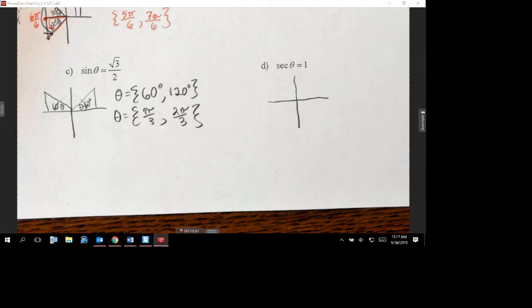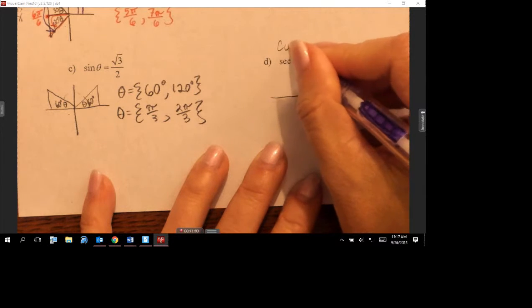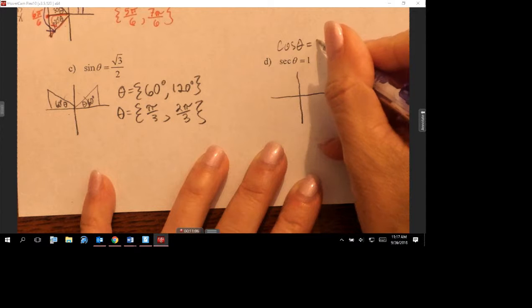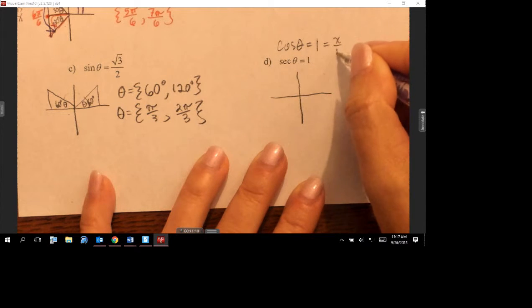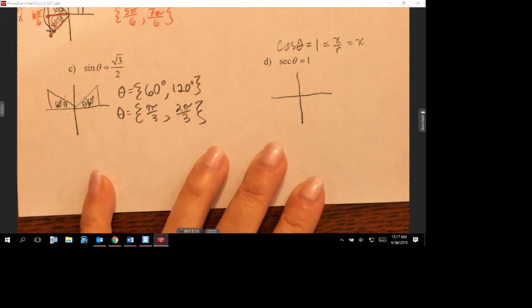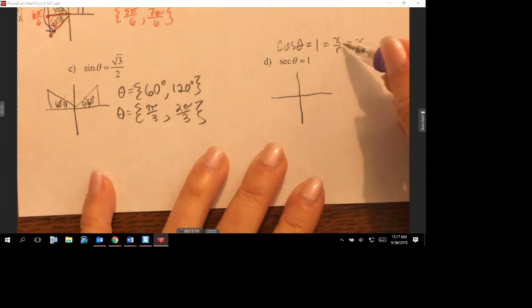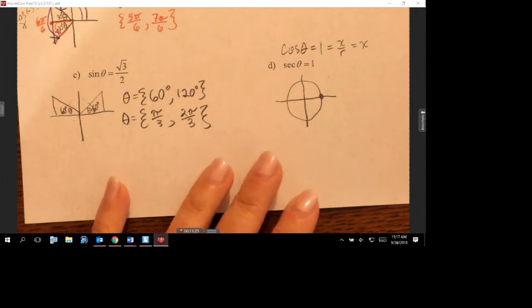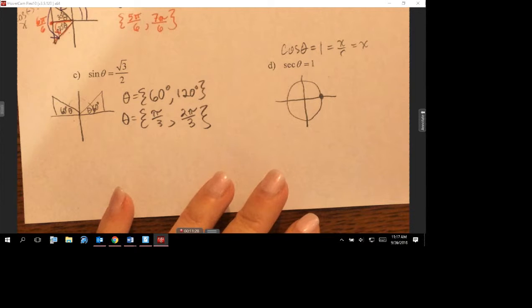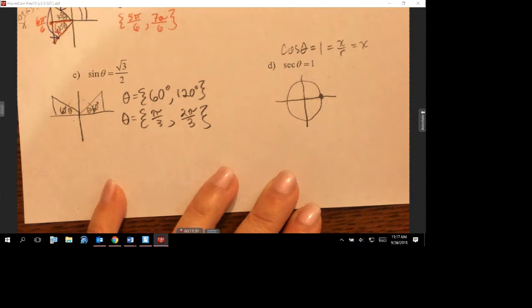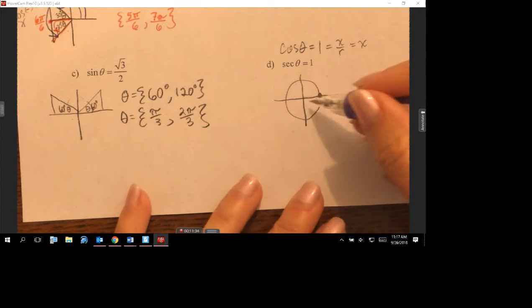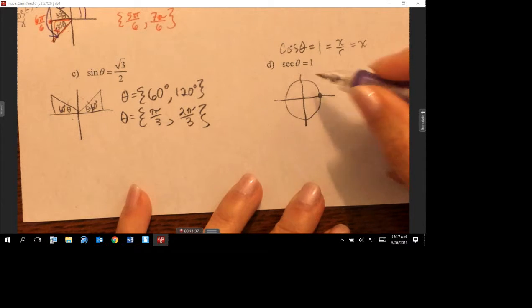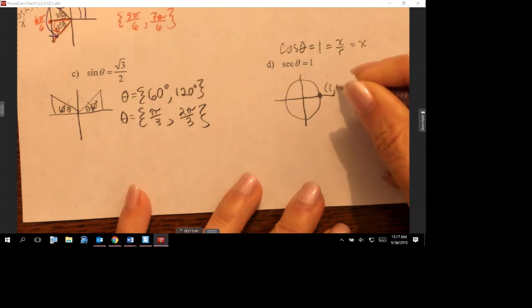Stop it. What is secant? Secant is a reciprocal of cosine. So if I do cosine and I reciprocate 1, I still get 1. Cosine is x over r, or if this is the unit circle, just x. Where is x and r the same length? Where is the radius of the circle and the length of the x value both 1? There's only one place. It's on the x-axis. So since this is 1, there's only one location. That's at the ordered pair 1, 0.